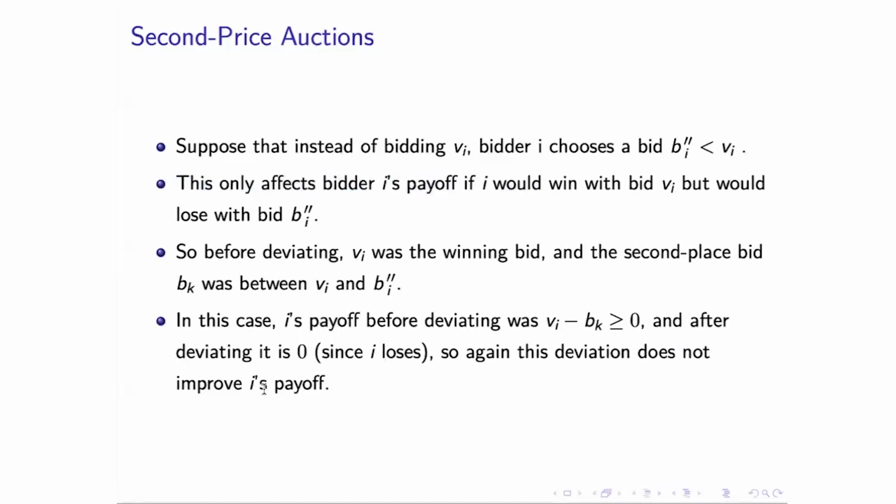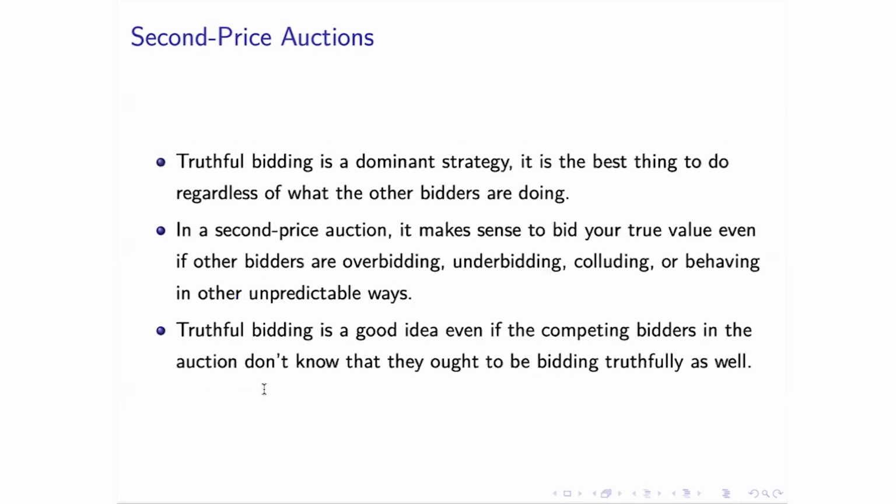Suppose that instead of bidding VI, you deviate by bidding a lower value, BI double prime. Again, this will only affect I's payoff if earlier I was winning with a bid VI, but now is going to lose with a bid BI double prime. So if before deviating VI was the winning bid and the second place bid BK was between VI and BI double prime, then earlier the player had a positive payoff, but now is getting basically a 0 payoff, right? So again, deviating does not improve the payoff. So this is basically the strategy.